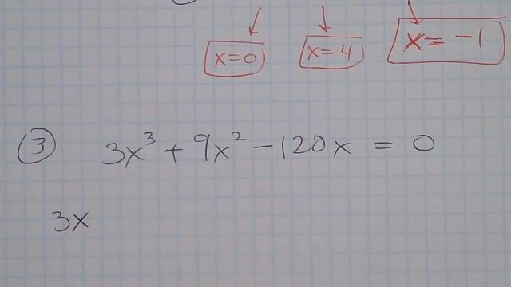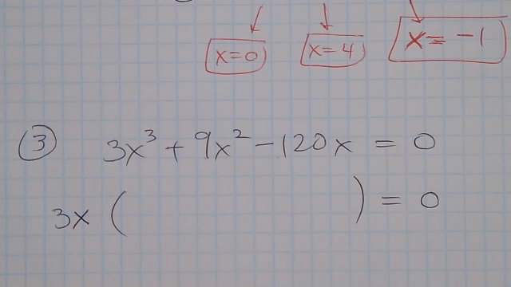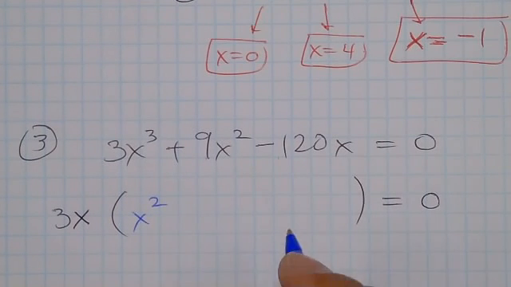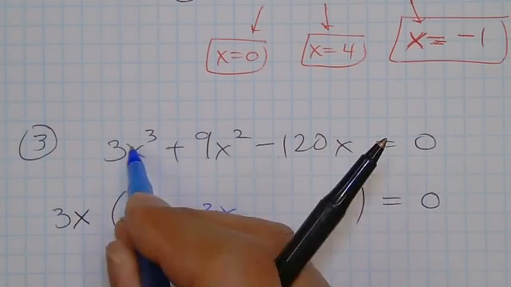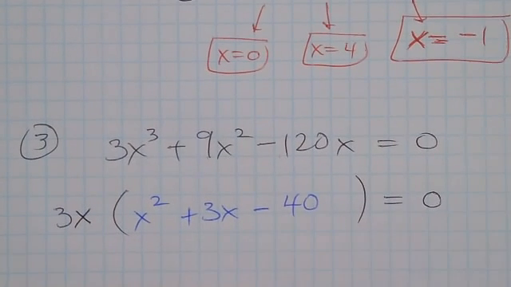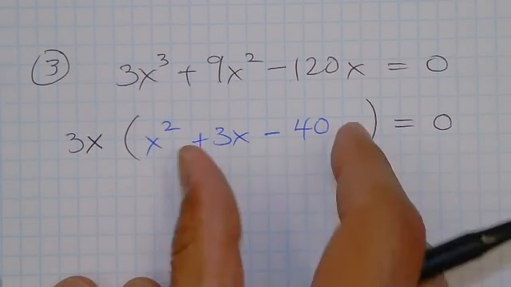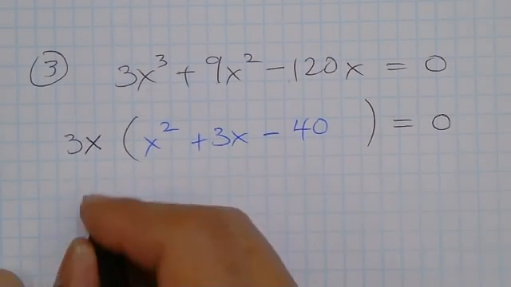GCF is something you always look for first. Yeah, but this one has a letter and a variable and a number, right? Everybody factor out a 3 and an x? Okay, then you did it. You're doing it right. And what do you get in here? X squared plus 3x. Everybody agree with that? Let's see, this times this is this, yep. This times this is this, yep. Minus just a 40? Oh, good, that is correct.